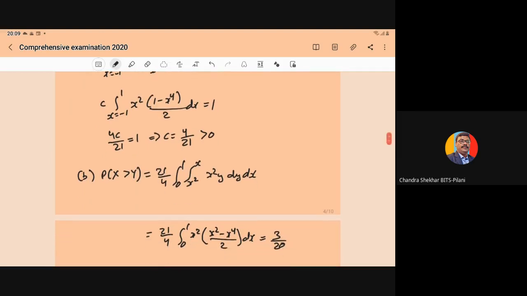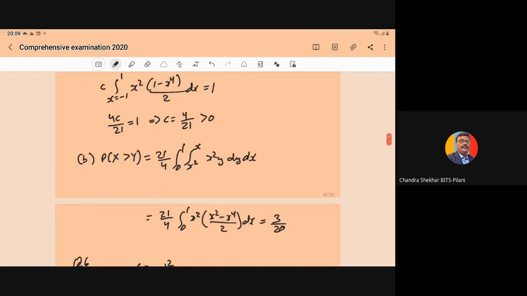So here you know that we always have to take the non-negative. PDF is always non-negative. So c greater than 0.